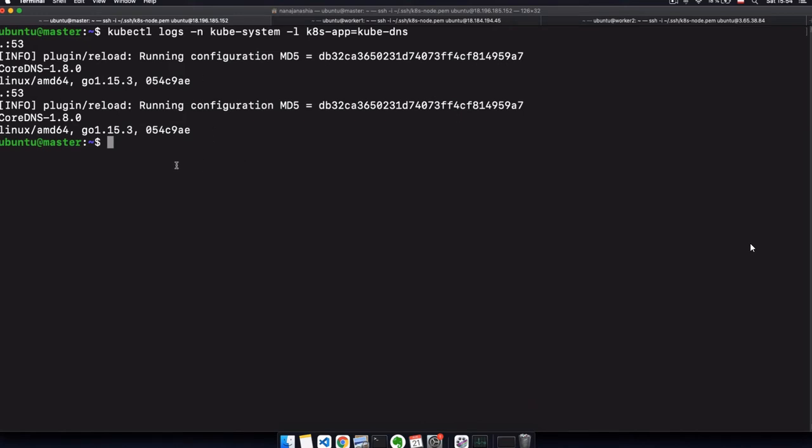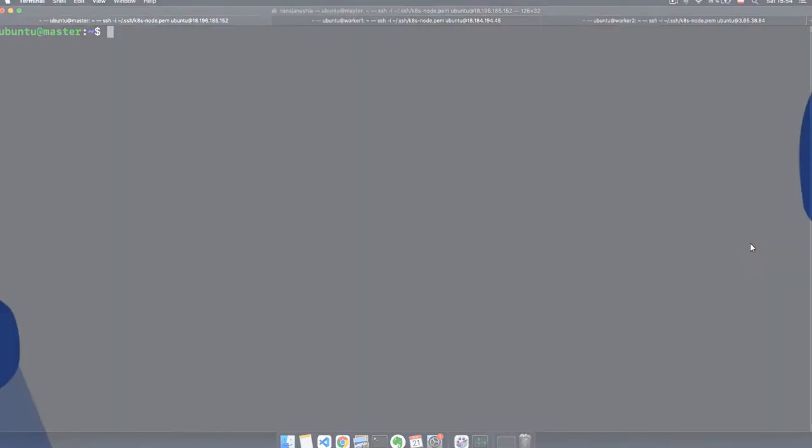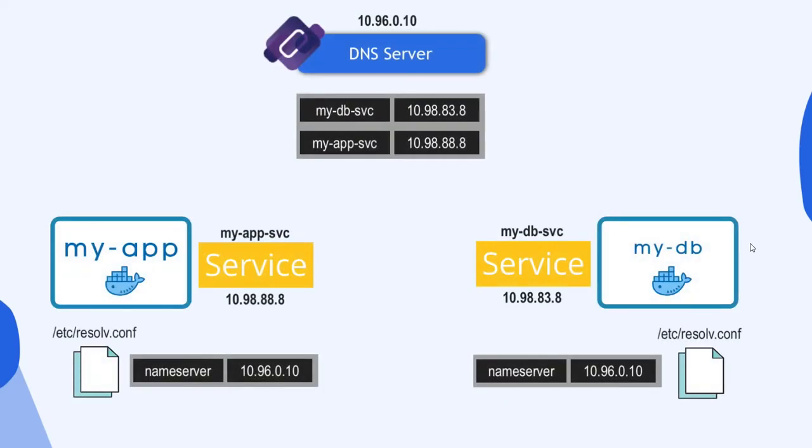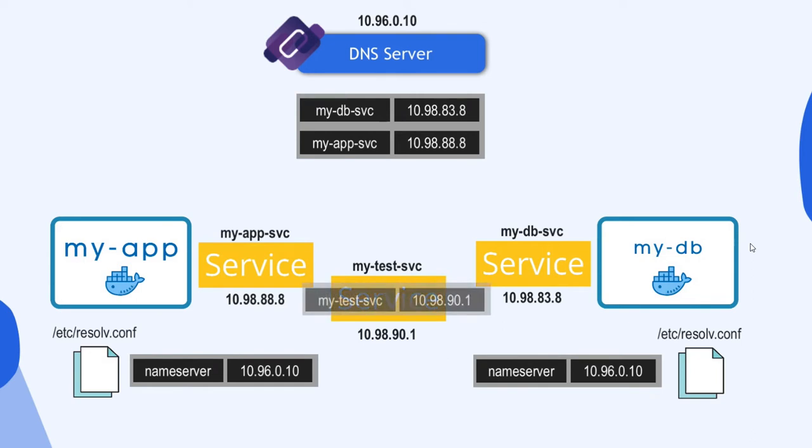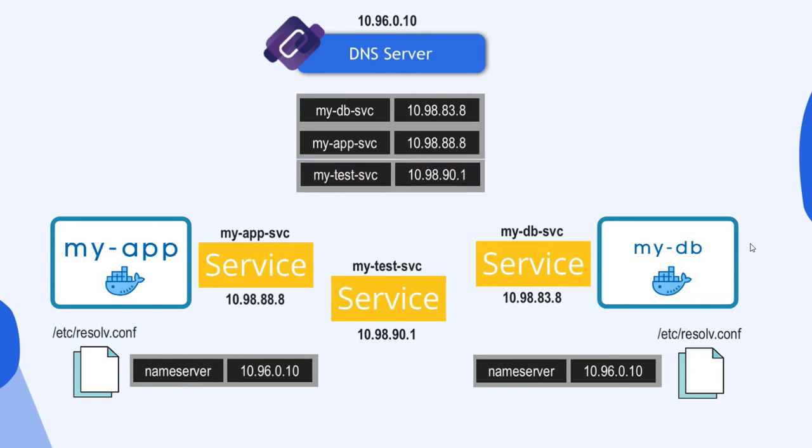So the way it works is that whenever we create a service in the cluster, CoreDNS creates a record for that service. The record maps the name of the service to its IP address. So using this record, any pod within the cluster can now reach the service using its name, which we already saw in the Nginx pod, where we curled the Nginx service from a test pod.